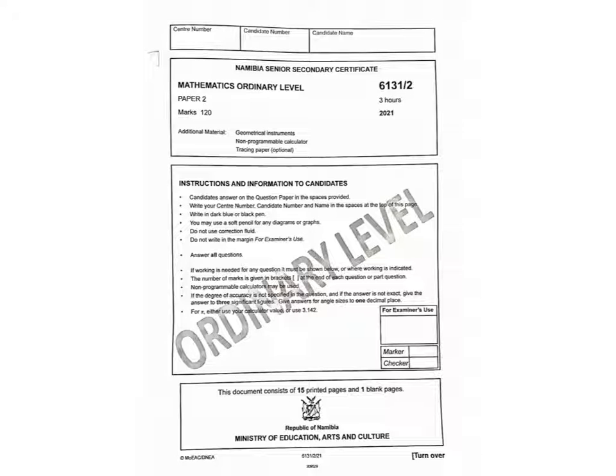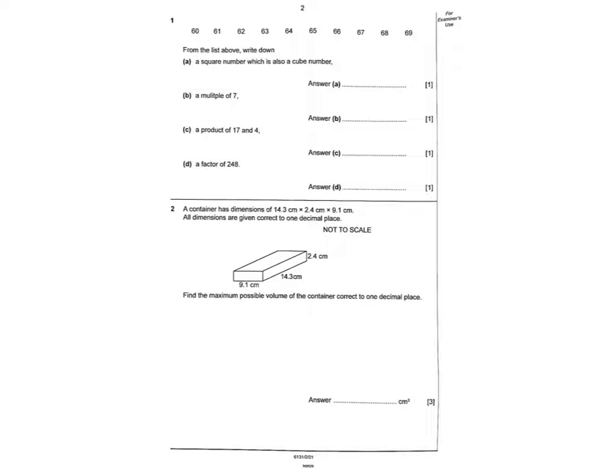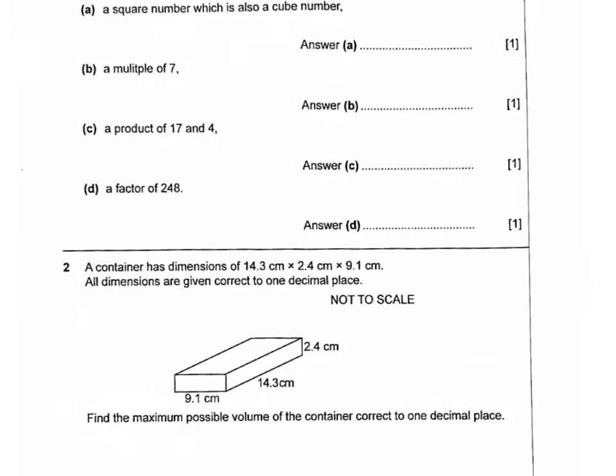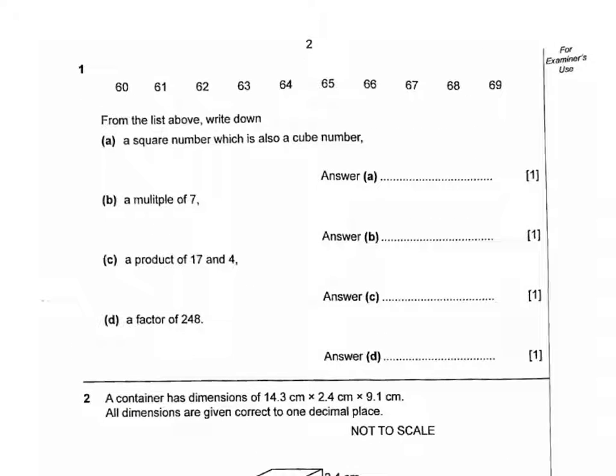Okay, now we start with paper 2. Paper 2, the first question. We have a list of numbers there. Write down a square number which is also a cube number. So here there are no explanations, so we'll say this is 64.